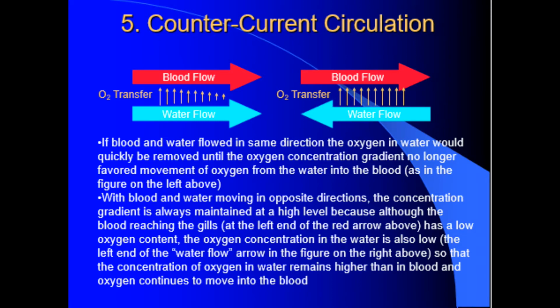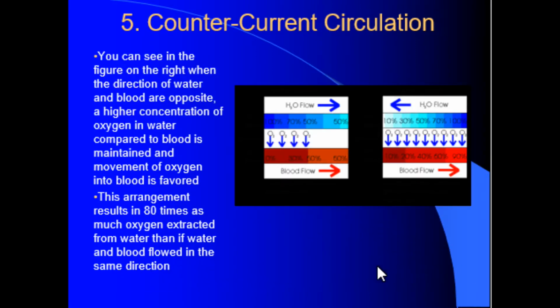And so you can extract 80 times as much oxygen out of the water with this setup, this countercurrent circulation, than you can with the circulation where the blood and the water are flowing in the same direction. That is a lot more oxygen that you can take out of the blood. So here's another way of looking at it, where there are actually numbers on here.